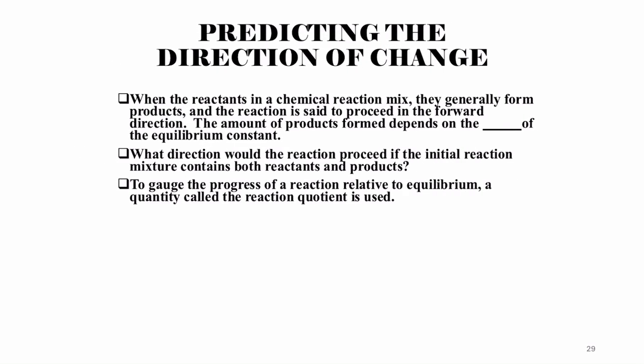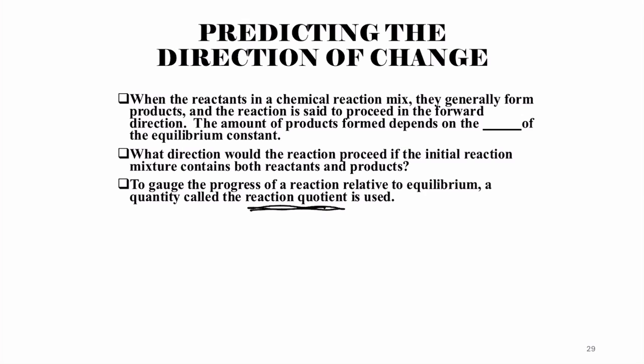So now we're going to go into predicting the direction of change. This is the last part of equilibrium, part 2. If we have a different initial mixture, how can we determine the direction that equilibrium is going to move? Let's say we don't have 0 products at the beginning. How do we know which direction the reaction is going to move? This is going to be related to something called the reaction quotient.